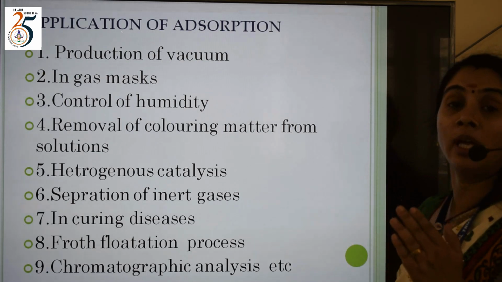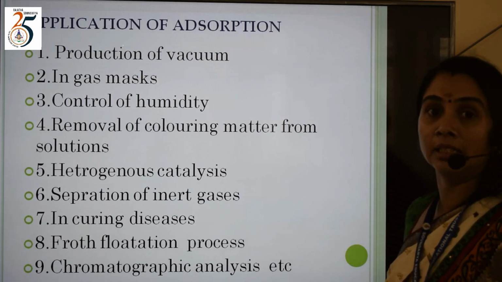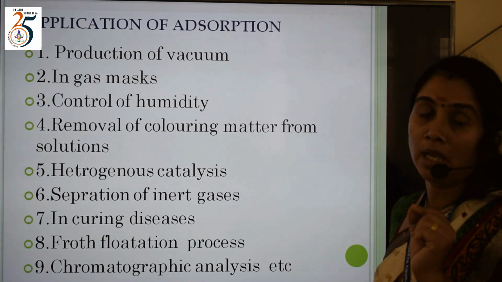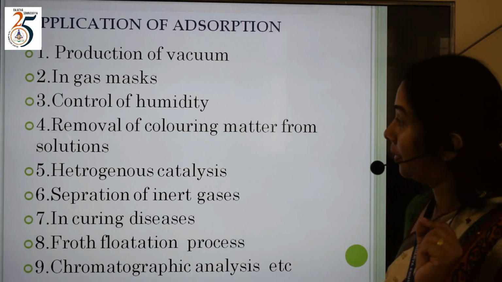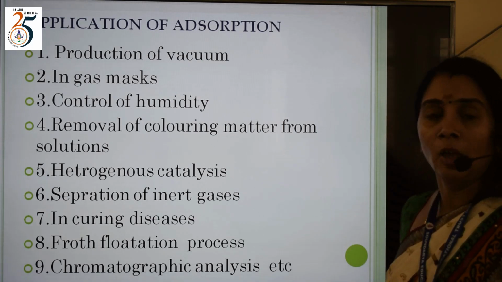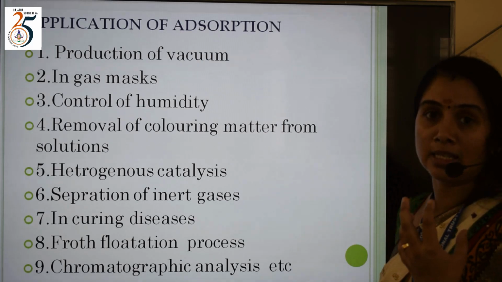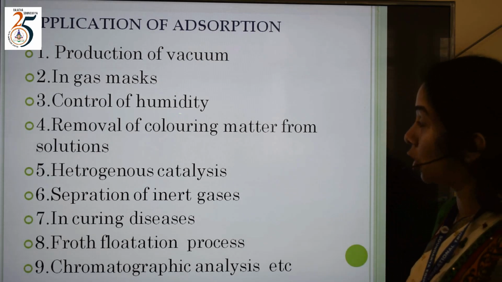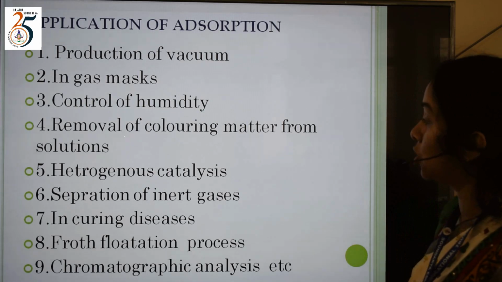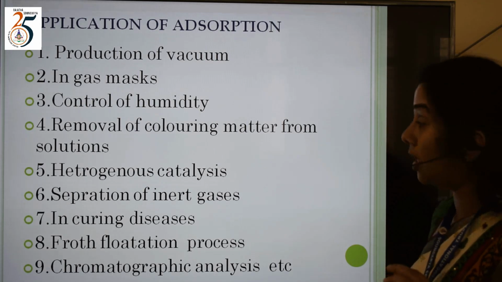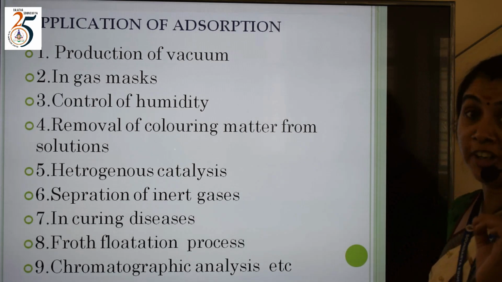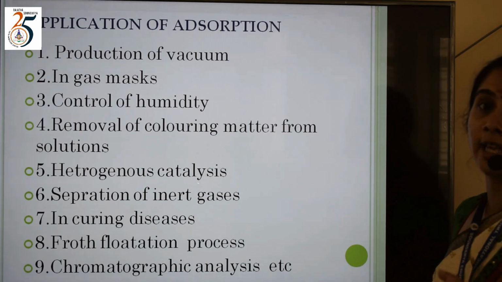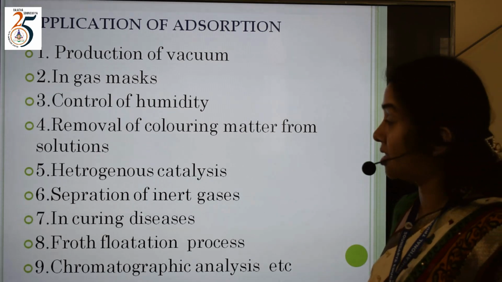Especially people working in mining industries, while they dig inside the earth, the mask they wear contains small particles of carbon. Carbon acts as a good adsorbent. Hence, while they are going under the earth, when they come in contact with poisonous gases, it will not reach their nose. Instead, it gets adsorbed on the mask. Then controlling of humidity, removal of coloring matter from solutions, and heterogeneous catalysis, which is very important in petrochemical industries, where reduction of chemicals takes place with the help of a heterogeneous catalyst. Usual catalysts are platinum, palladium, etc.